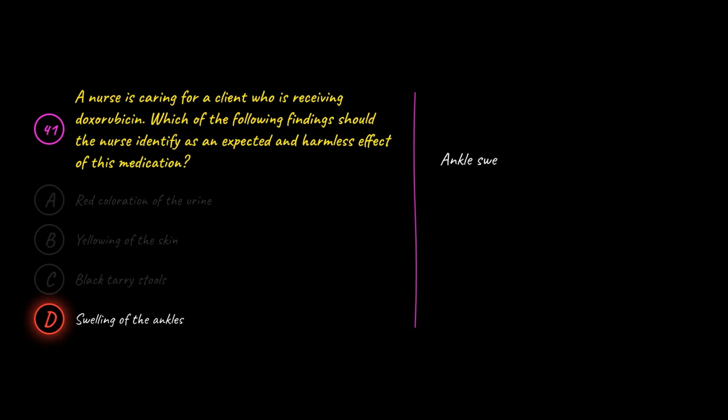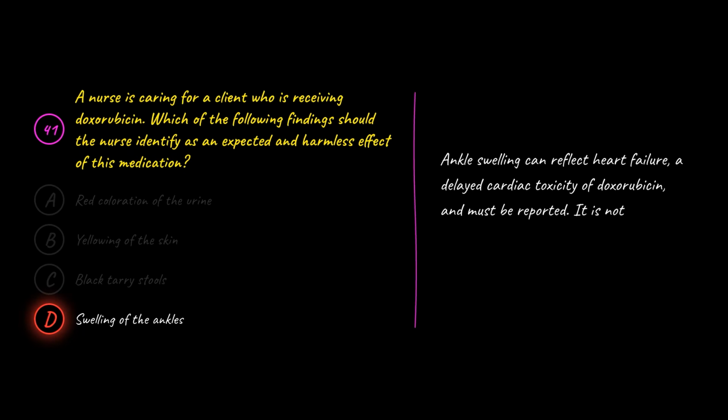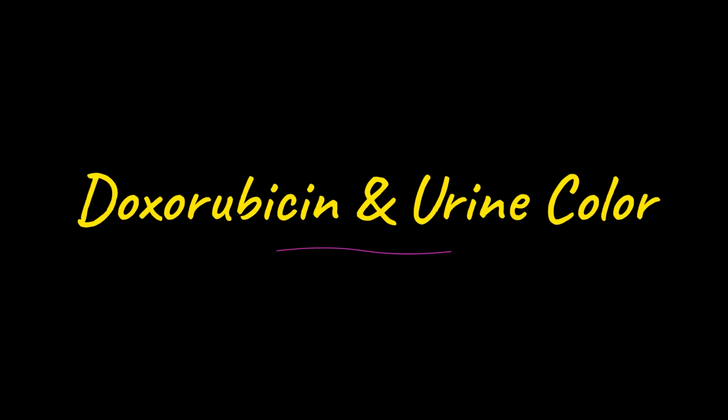D is wrong because ankle swelling can reflect heart failure, a delayed cardiac toxicity of doxorubicin, and must be reported. It is not the harmless expected effect. The benign sign with this drug is reddish urine and sweat. Some medications color the urine, and doxorubicin is the classic example. This deep red chemotherapy drug is excreted through the kidneys, tinting urine reddish or orange for a day or two after each dose.